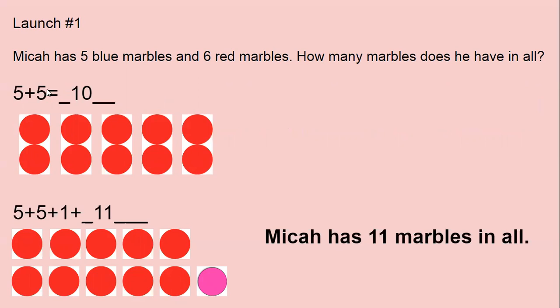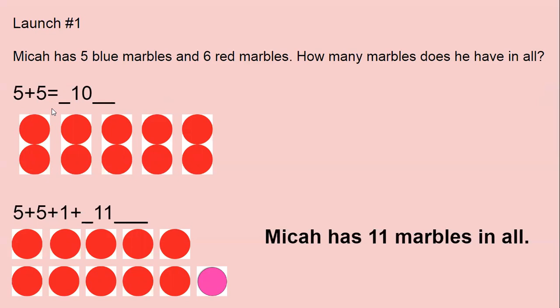So, when we're trying to find what doubles fact we can use to help us solve this problem, we're going to look at the 5 because it's the smaller number. And we know the doubles fact for 5 is 5 plus 5 equals 10. But that's not the equation that we need, is it? Because he didn't have 5 blue marbles and 5 red marbles. Micah has 5 blue marbles and 6 red marbles. So what can we do with our 5 plus 5 to give us the right answer?